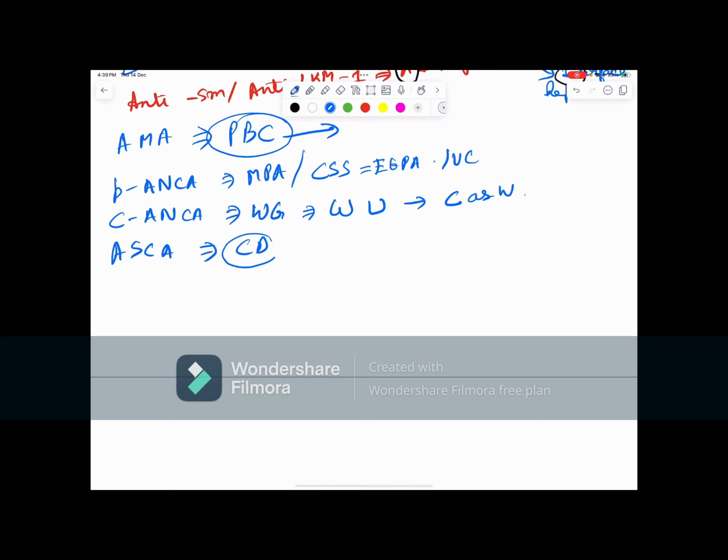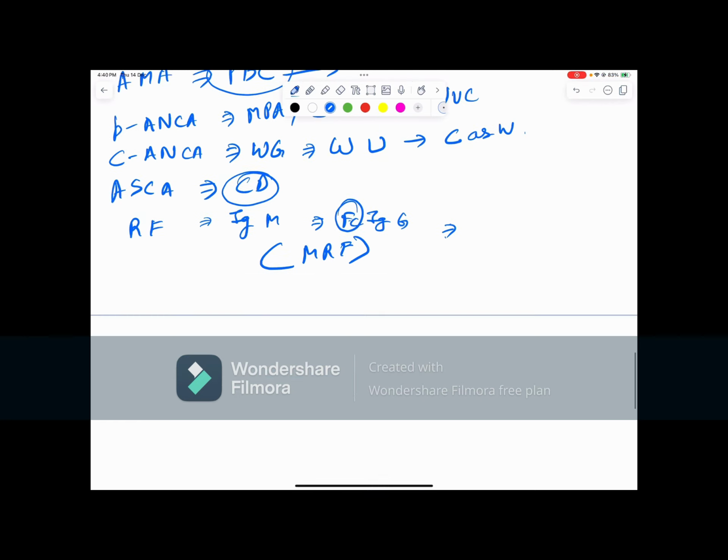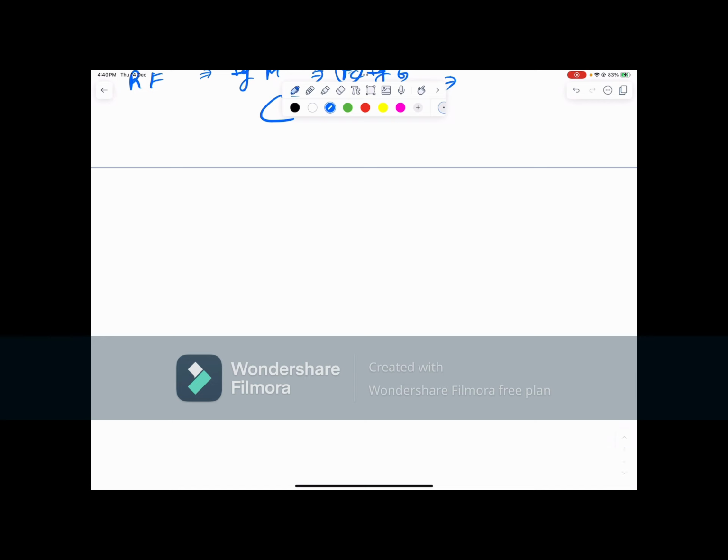ASCA is in Crohn's disease. And rheumatoid factor, it's seen IgM is raised, FC IgG. We can remember it by MRF. That is IgM seen in rheumatic fever with FC portion. Now move on to the other things.